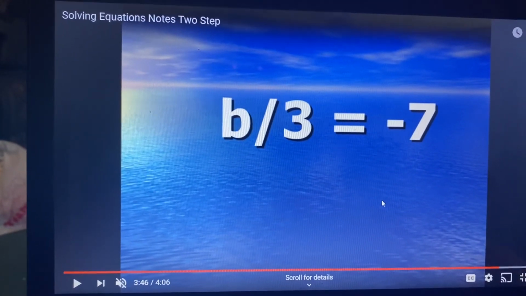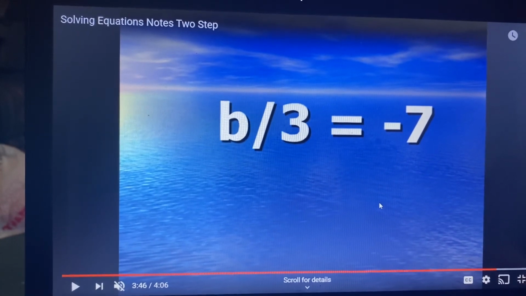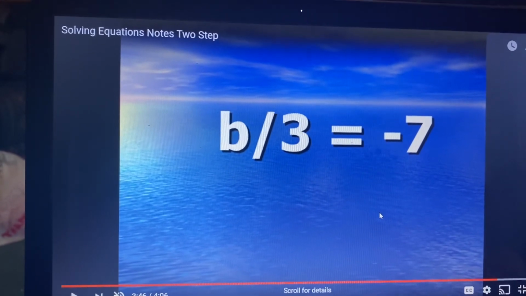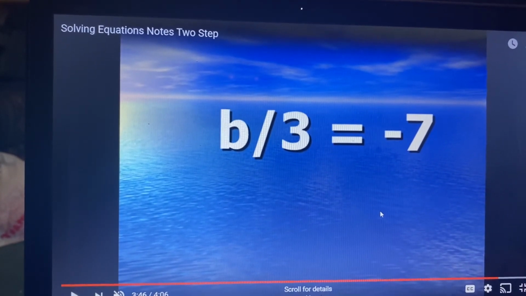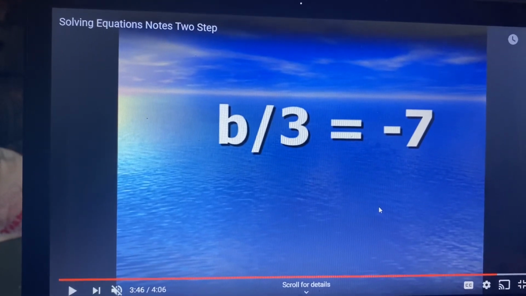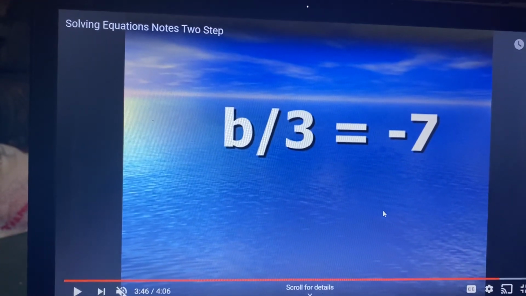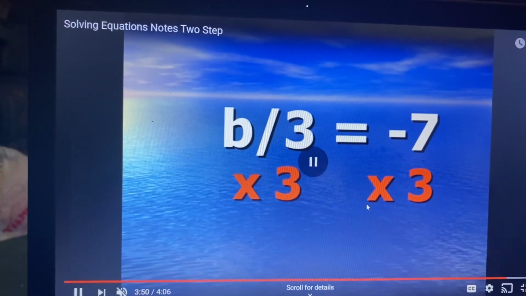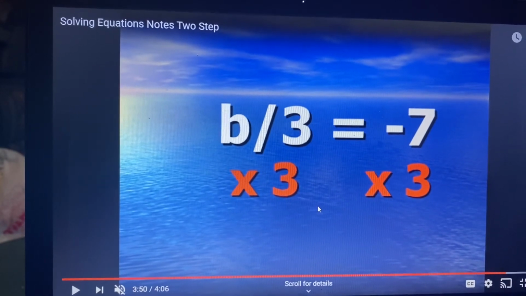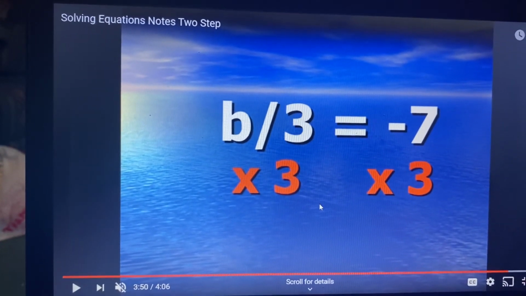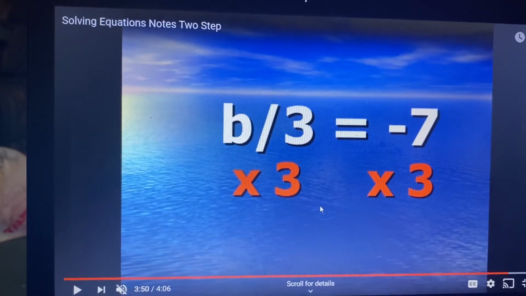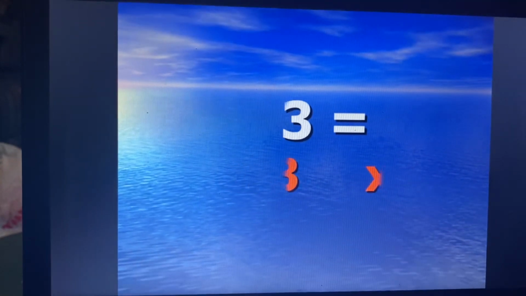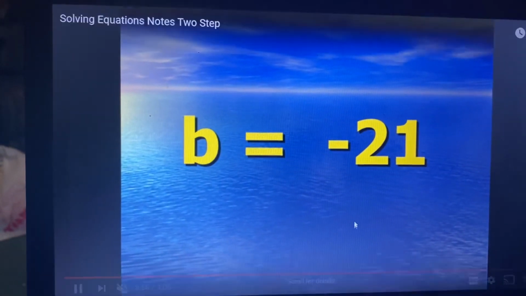Now from here, the second step is to undo any multiplication or division we see by doing the opposite. So therefore, we will be multiplying by 3 on both sides of the equation. A negative 7 times a positive 3 would give us negative 21. So b equals negative 21.